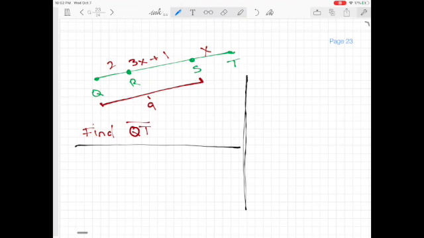Alright, so our problem asks us to find QT. That's the distance from here to here. That's the whole length of the segment. So I'm going to break that down into sections. I know that this section here, QS plus ST, is going to give me the whole distance. So I'm going to write that down. QS plus ST is going to give me the length of QT.